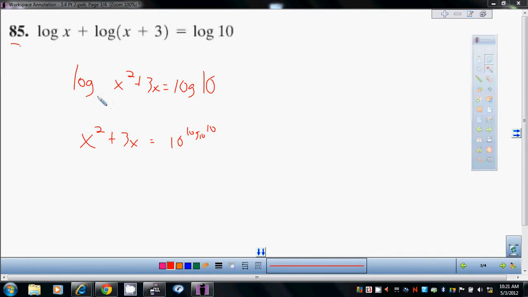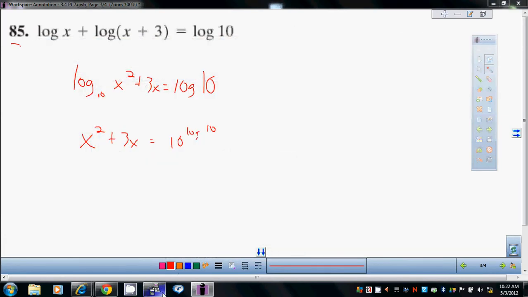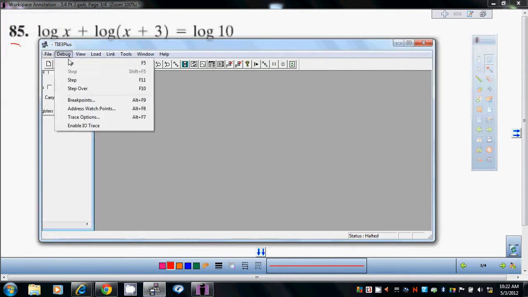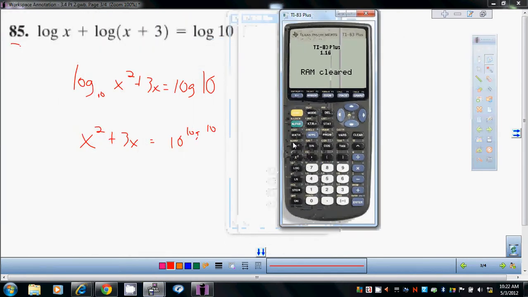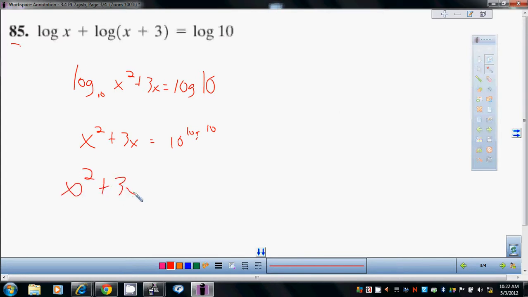Yeah, same way we did on the last slide. To get rid of the log, you bring the base, which this one has a natural base of 10, over, and this becomes an exponent. So you punch into your calculator 10 to the log 10. Yep. All right. So 10 raised to log of 10. Dadgummit. It's 10. So that's x squared plus 3x equals 10.